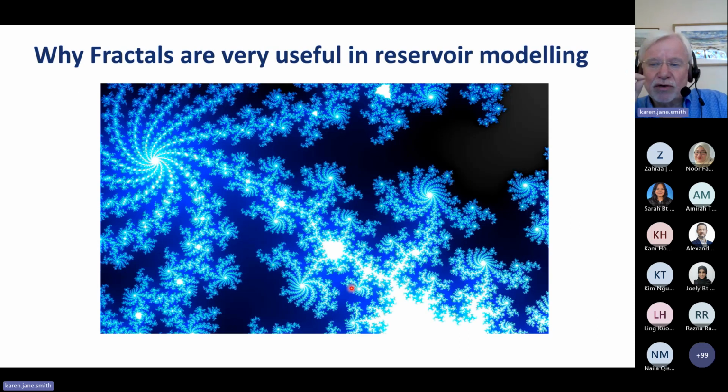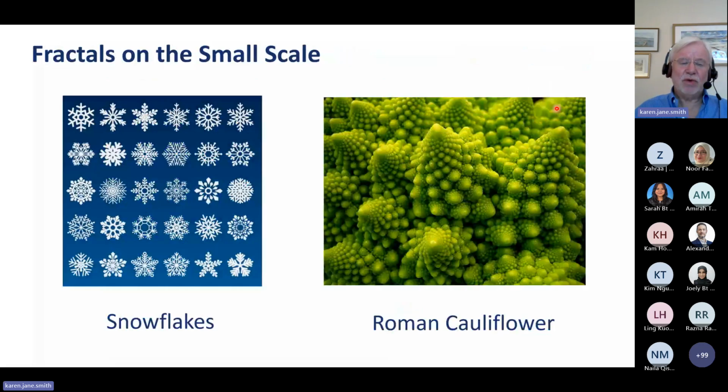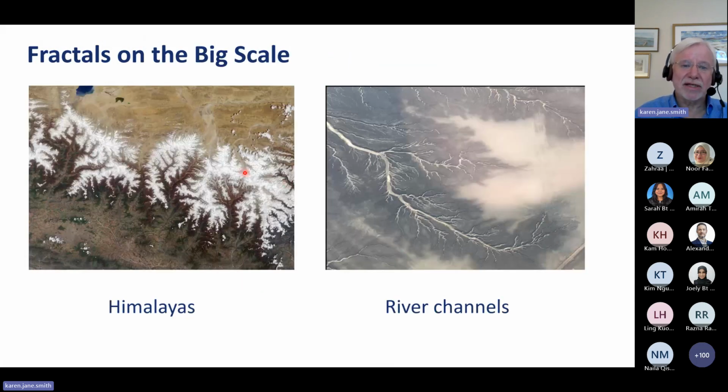Now, fractals are very useful in reservoir modeling. Let me go over fractals with you. And this is why the BVW function works. What are fractals? We see fractals everywhere. We see fractals on the small scale in snowflakes, and we see it in vegetables like the Roman cauliflower. We see fractals on the big scale, like the Himalaya.